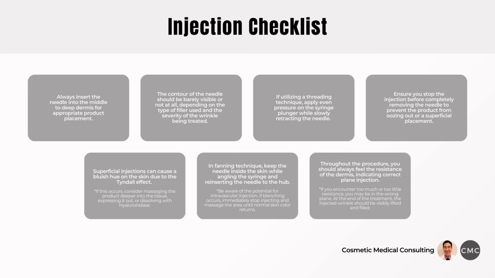Throughout the procedure, you should always feel the resistance of the dermis, indicating the correct plane of injection. If you encounter too much or too little resistance, you may be in the wrong plane. At the end of the treatment, the injected wrinkle should be visibly lifted and filled. The level of resistance that you feel depends on the area that you are injecting. Injection in the periosteal space may have very little resistance versus injecting into the dermis space.